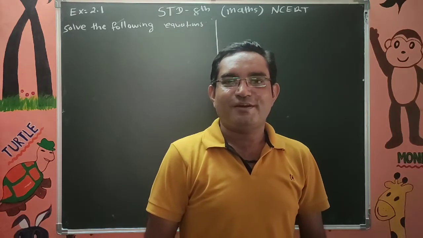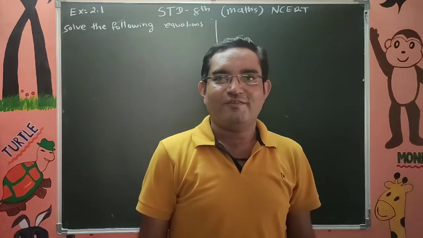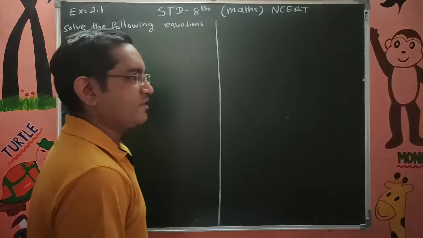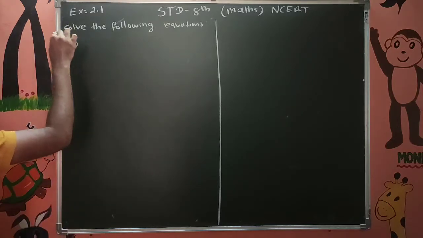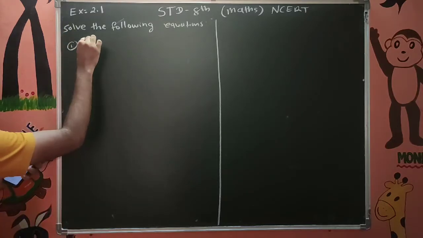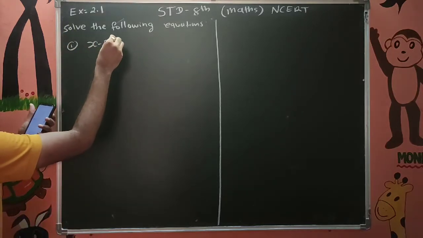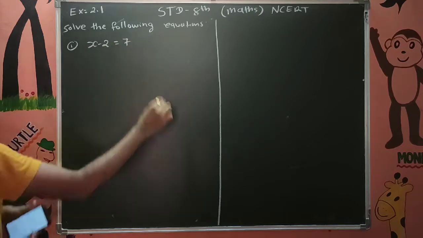Today we will study chapter number 2, linear equation in one variable. First we will start with exercise number 2.1. Solve the following equations, in which the first question is x minus 2 equal to 7.